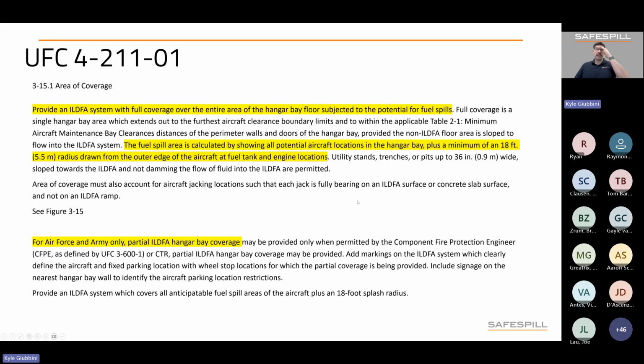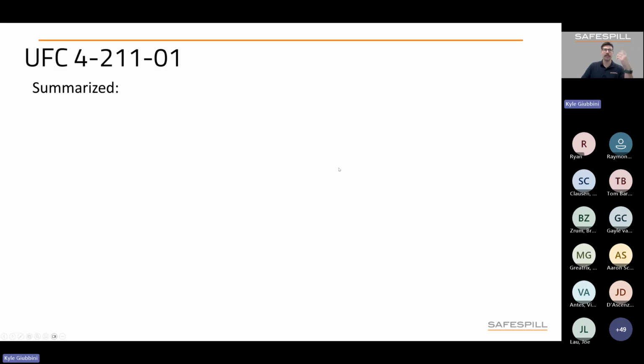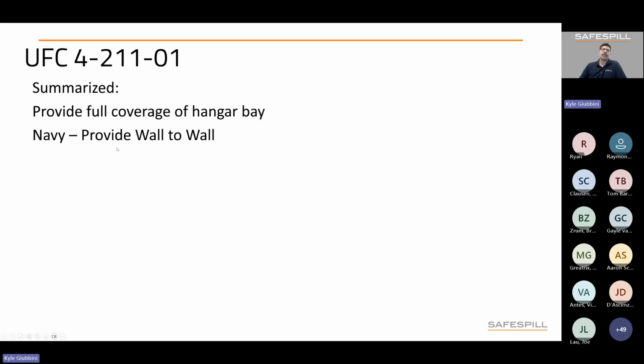UFC, again, this is currently in the draft version awaiting release. There's a lot of text here. I've summarized it, and it is similar to the guidance provided by 409, but there's some specific caveats here. So the summary of this is UFC really takes the approach of it's best to provide full coverage of the hangar bay, right? So this provides maximum flexibility for aircraft. If the mission of the hangar changes over time, different aircraft are going in there, we know that we have full coverage in that hangar bay. For Navy projects, specifically stated to always provide a wall-to-wall application. And there's guidance in a table I'll show on the next slide for maximum extents that are required for that.